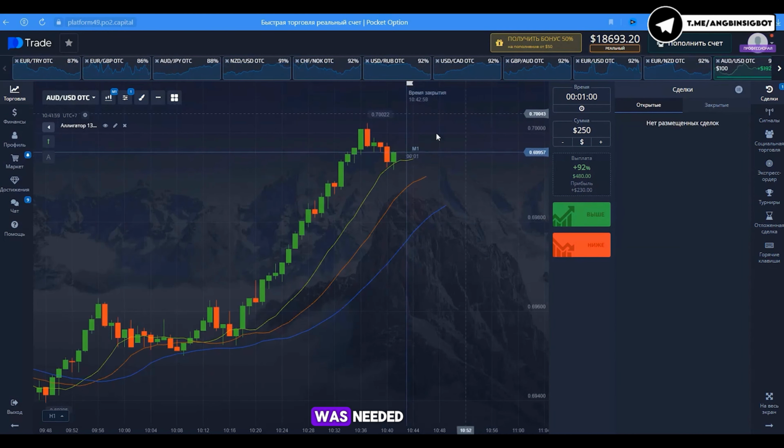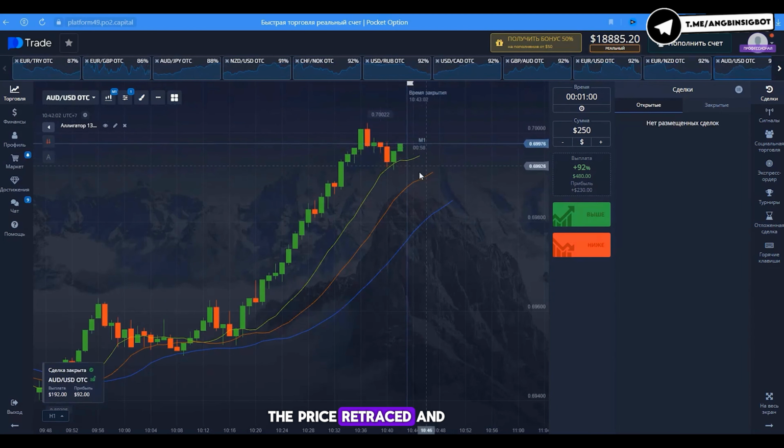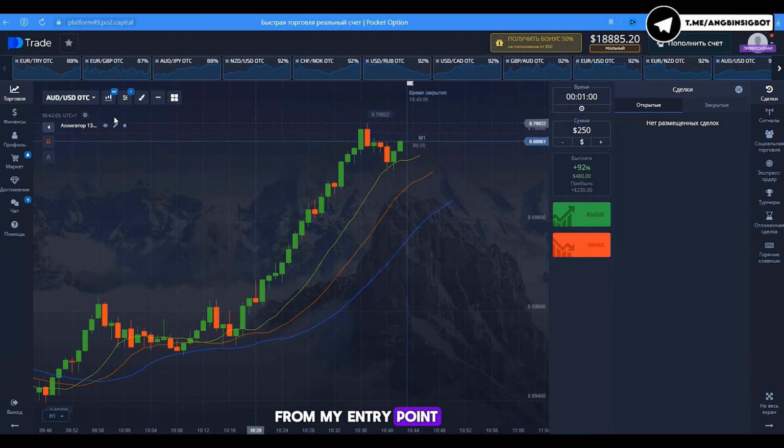Here, no martingale was needed. Despite such a strong trend, the price retraced and resumed its upward movement from my entry point. Let's move on.